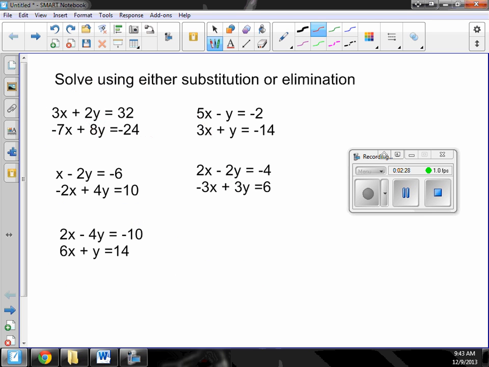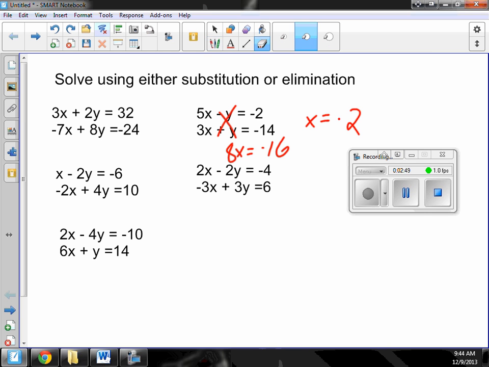second set of equations. Do I want to do substitution or elimination? It's already set up for elimination. I could do substitution. It would be pretty easy, but it's easier to eliminate. So I get 8x equals -16, so x would be -2. So now I need to plug in -2 to find the y value. So I'm going to plug -2 in there.